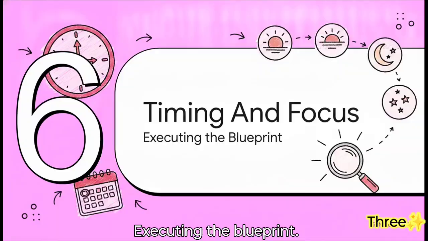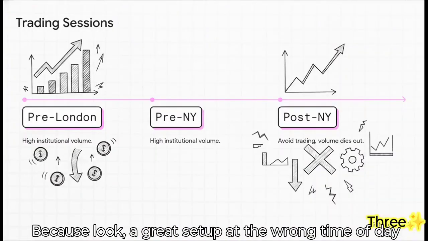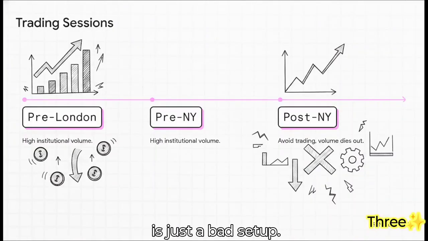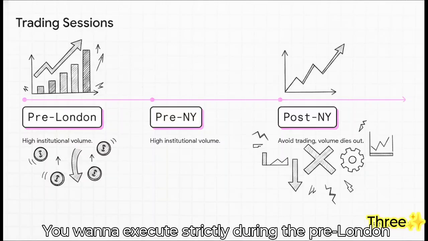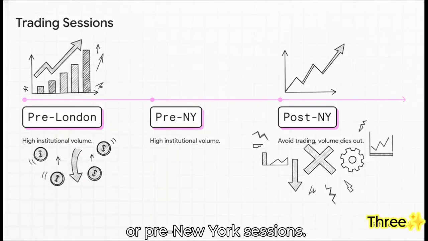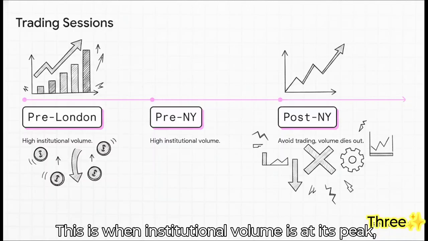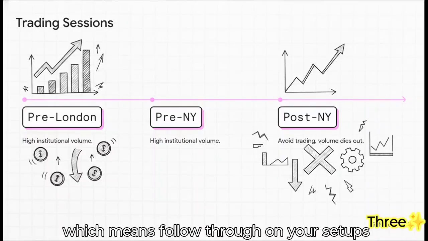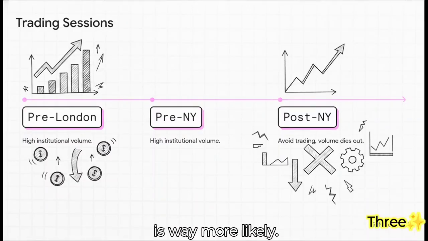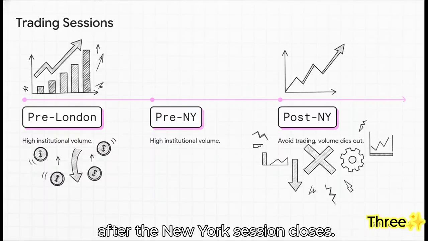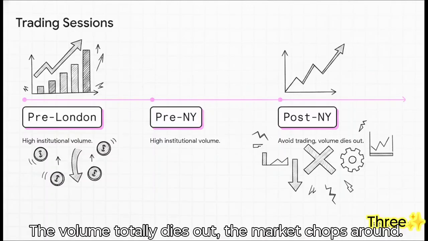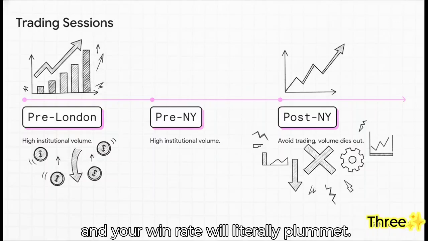Finally, part 6, timing and session focus. Executing the blueprint. Because look, a great setup at the wrong time of day is just a bad setup. Timing is absolutely everything. You want to execute strictly during the pre-London or pre-New York sessions. This is when institutional volume is at its peak, which means follow through on your setups is way more likely. On the flip side, avoid trading entirely after the New York session closes. The volume totally dies out, the market chops around, and your win rate will literally plummet.